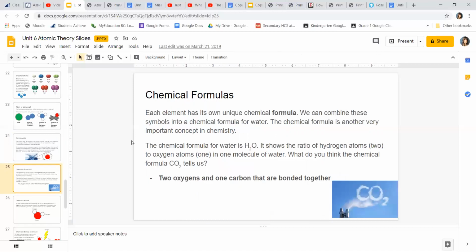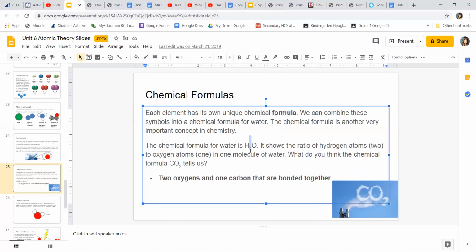And each element has its own unique chemical symbol. We can combine these symbols into a chemical formula for water. Just keeping in mind, when you've got two of an item, you see this little tiny 2 here. That's generally what they do if they have a diatomic molecule, which hydrogen is within the chemical formula for water. They put that little 2 there, and that shows that they have two of those atoms. But you only have one oxygen.